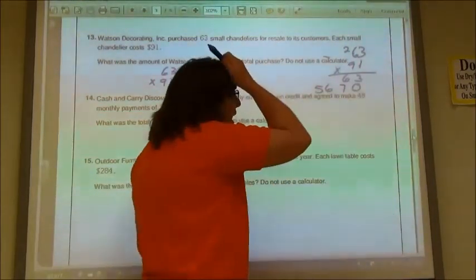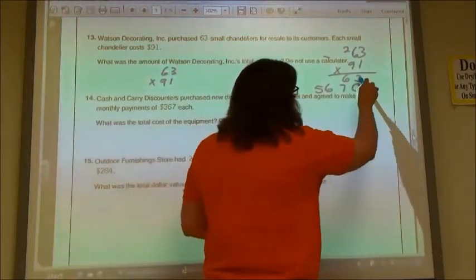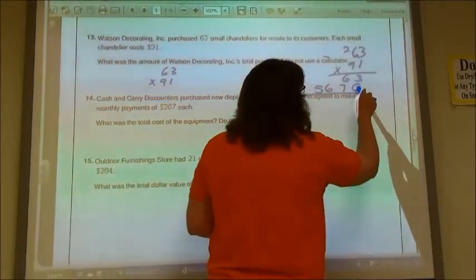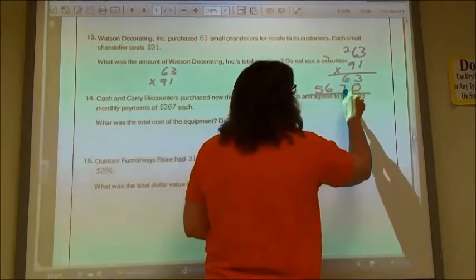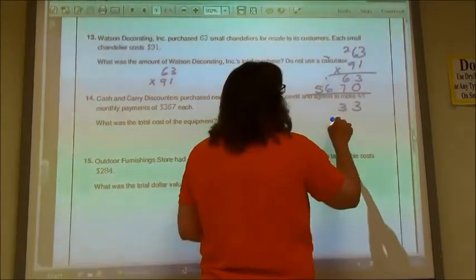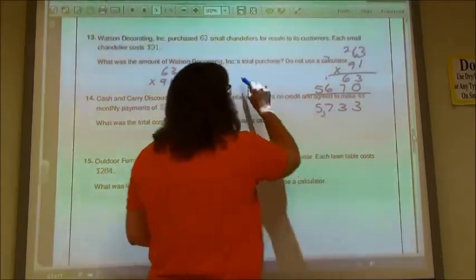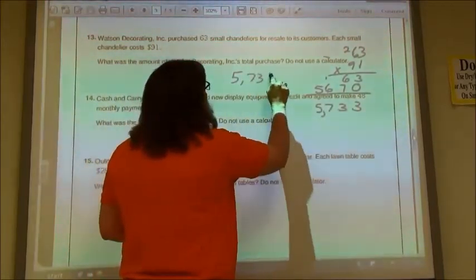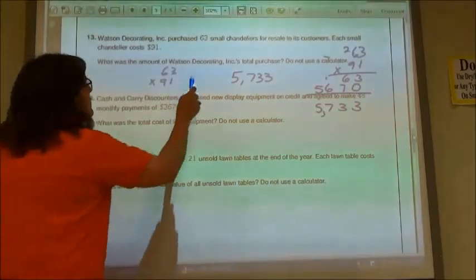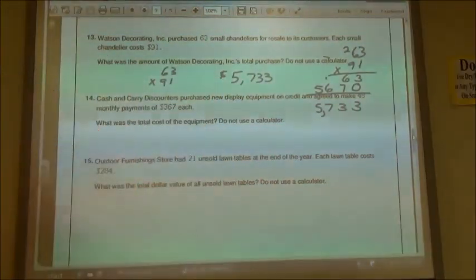And then I add what I have in the columns. And so I'm just going to write it down here. 3 plus 0 is 3. 6 plus 7 is 13. Carry my 1. 1 plus 6 is 7. Bring down my 5. So $5,733 was the amount of my purchase if I take 63 times 91.